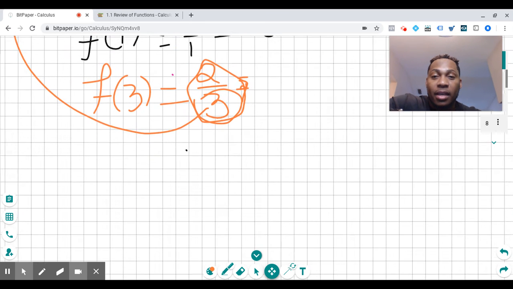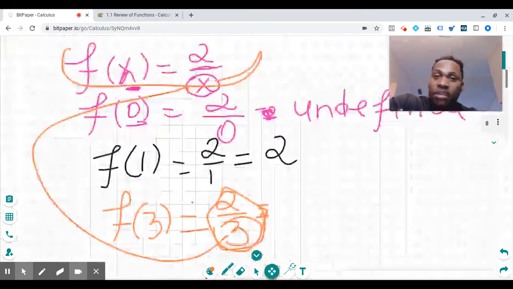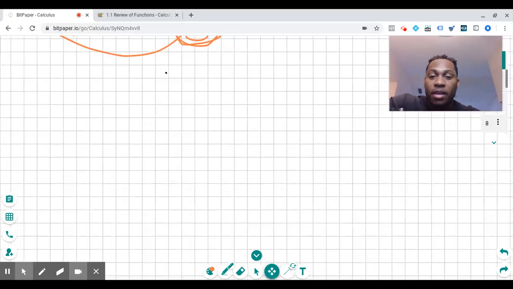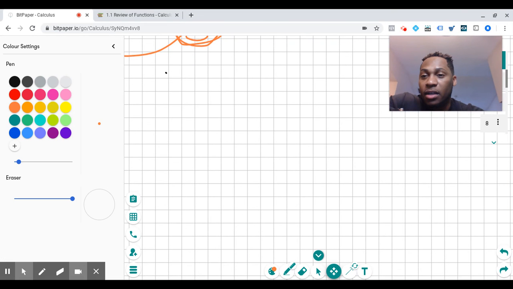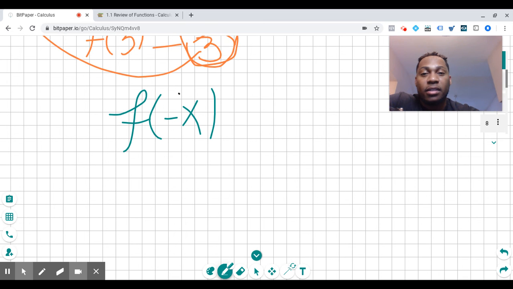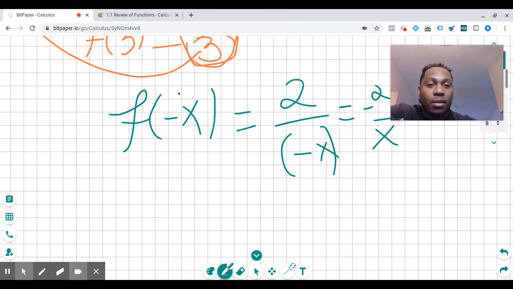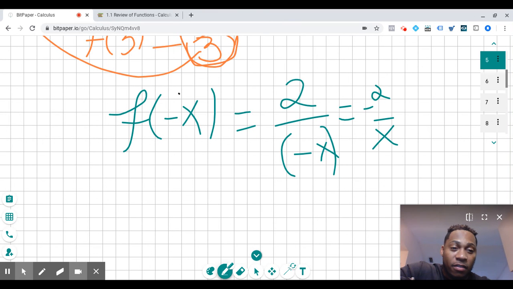Now let's go back again to see what else they give us. F of negative x, and then we're going to do f of a. Let's do a different color, maybe green. F of negative x is 2 over, in place of x, a negative x, which is equal to negative 2 over x. That's f of negative x.